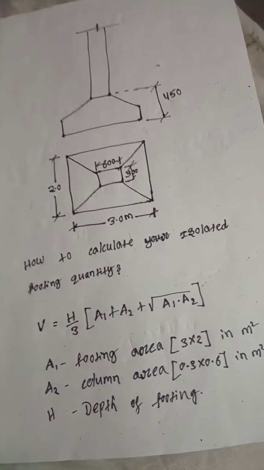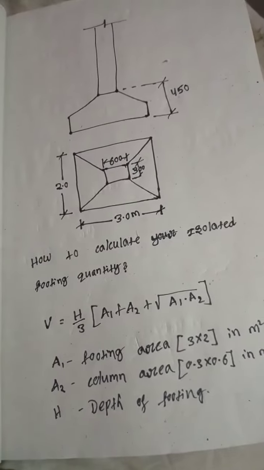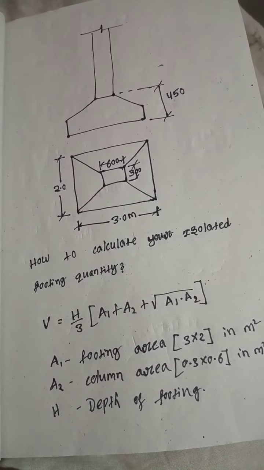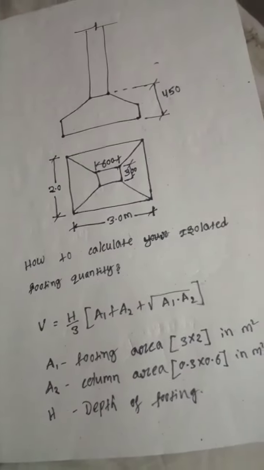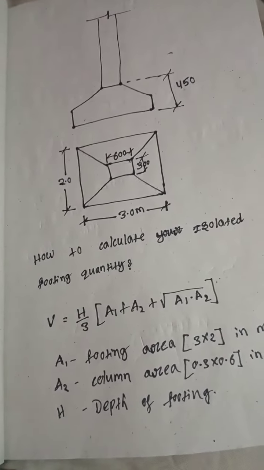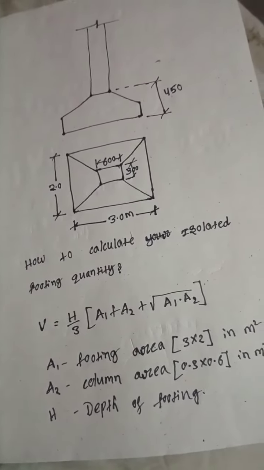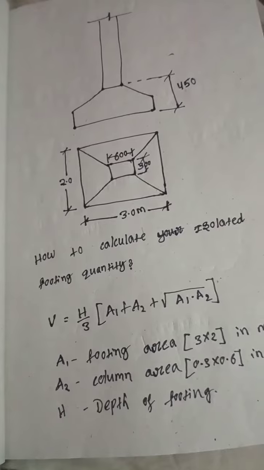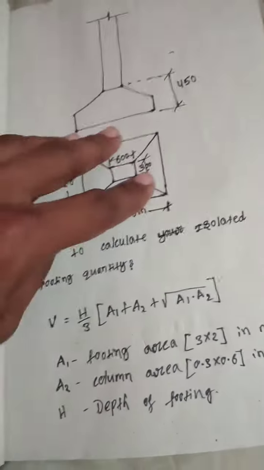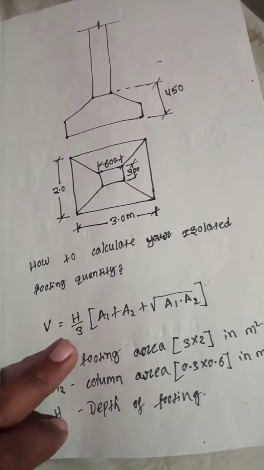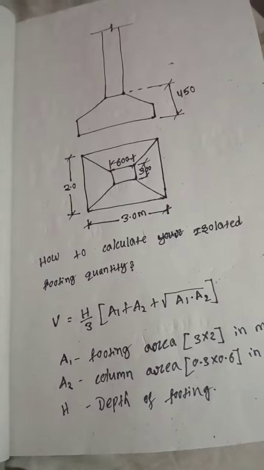Now I give the values, find out the quantity of this footing. Reply to me how much value you got. Calculate and reply to me. Here I will give the values. Substitute those values in this equation, calculate and reply to me.